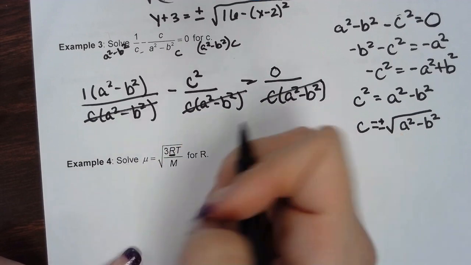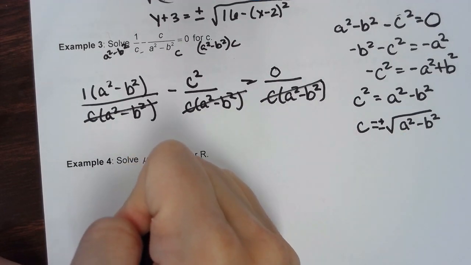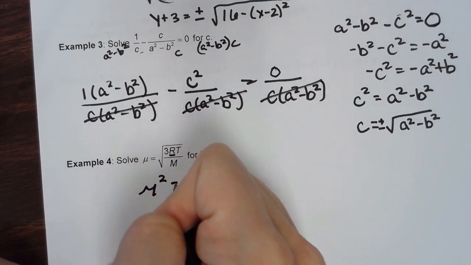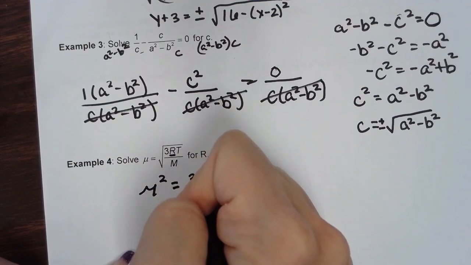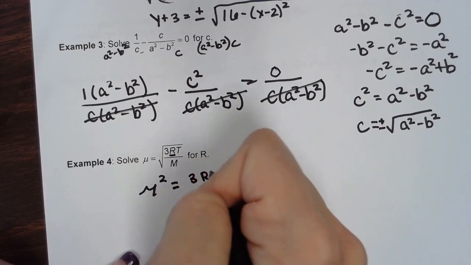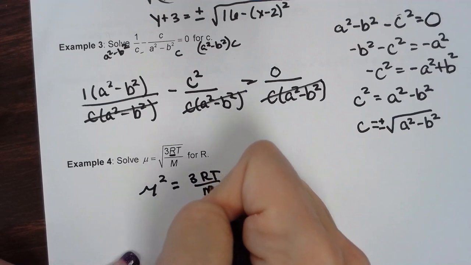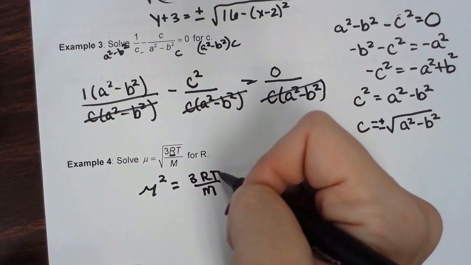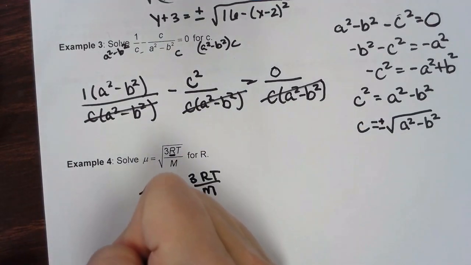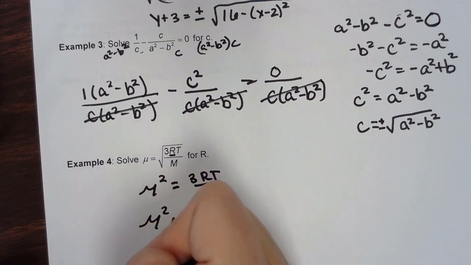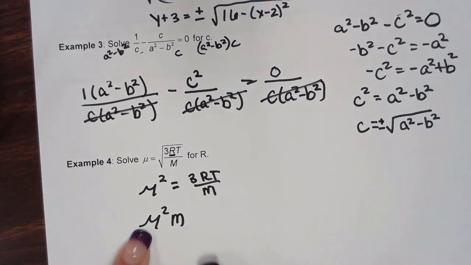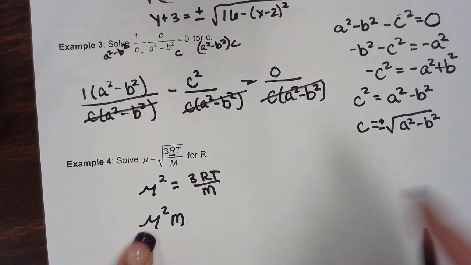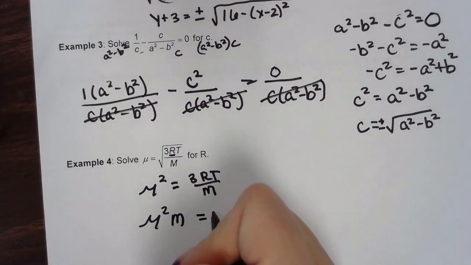So how do you get rid of a square root? We square both sides. So we get 3RT over m. Now, how do we get rid of the m? Well, this is division, so we are going to multiply. This mu and this m are two different variables, guys, so don't put them together.